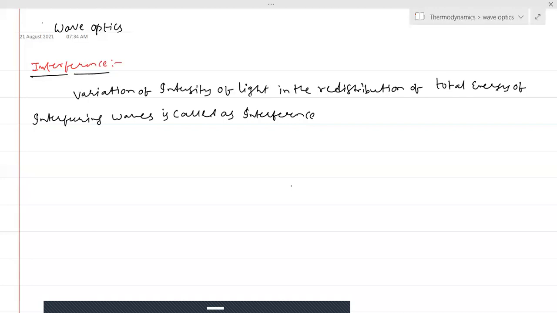So that means when two light waves are superposing with each other, in the superposed region the total intensity will be redistributed. Instead of having uniform illumination, the intensity is distributed between two regions, bright and dark regions. Whatever light is present in this region will be added to this region.